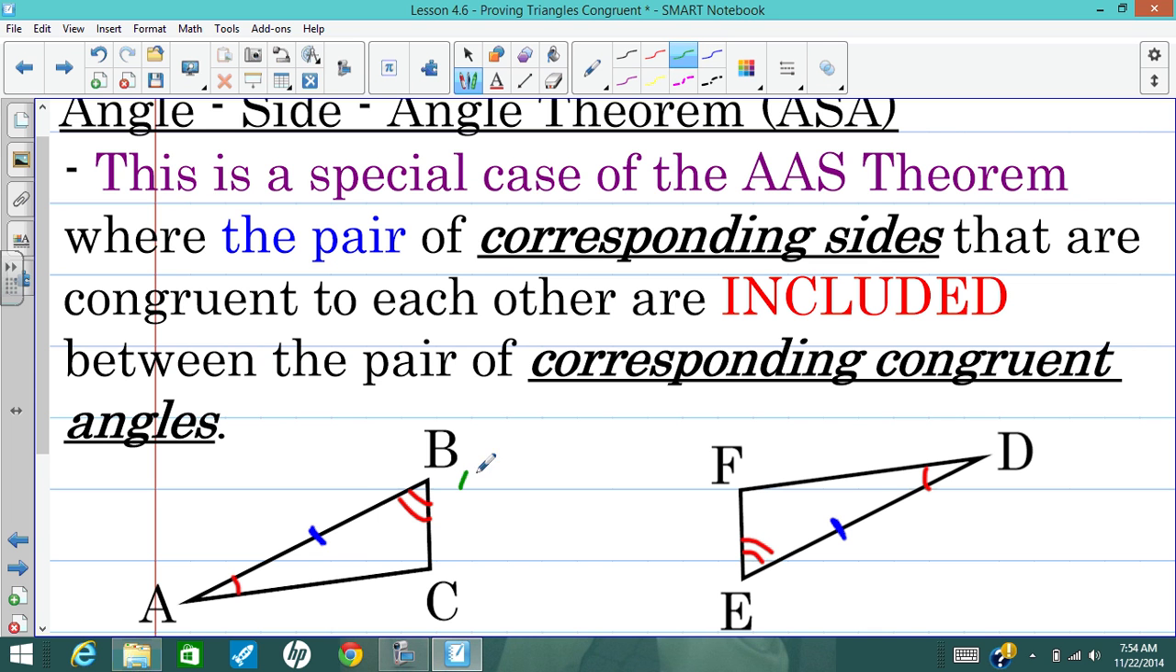So again, if I have this case where I have two pairs of corresponding angles congruent, and I have the included sides congruent, then I know these two triangles are congruent by angle-side-angle. We can go through and show. I think if you do that labeling, it's pretty easy to see which theorem we have. So now I know that all the corresponding parts in these two triangles are congruent to each other because I have angle-side-angle.